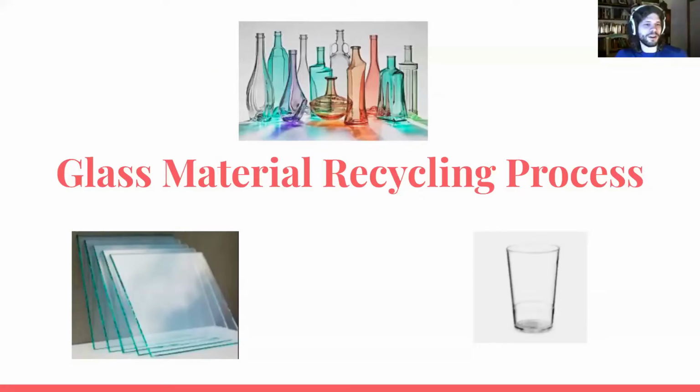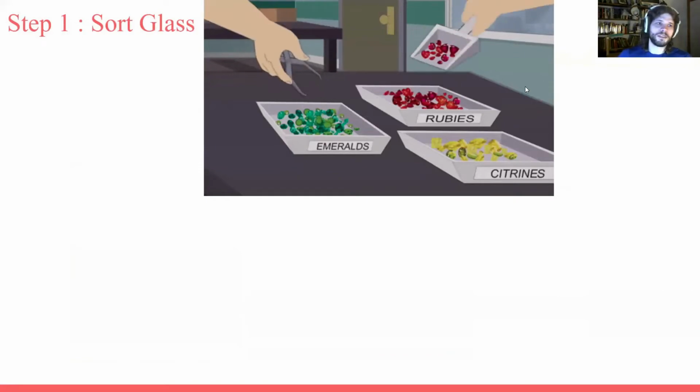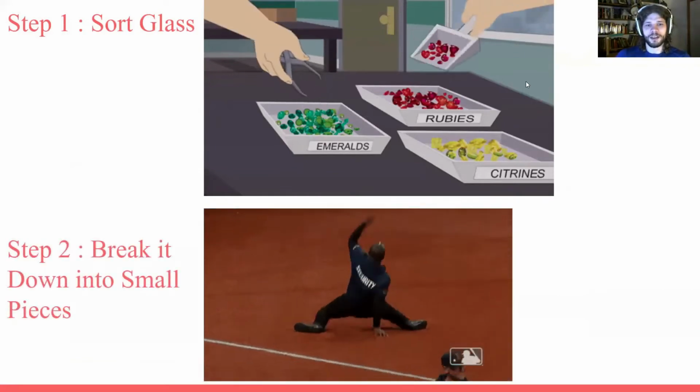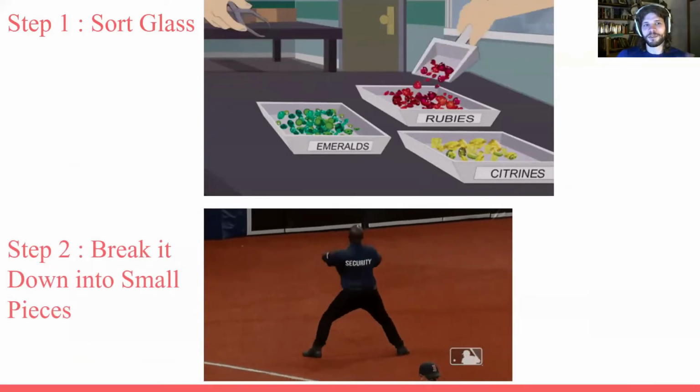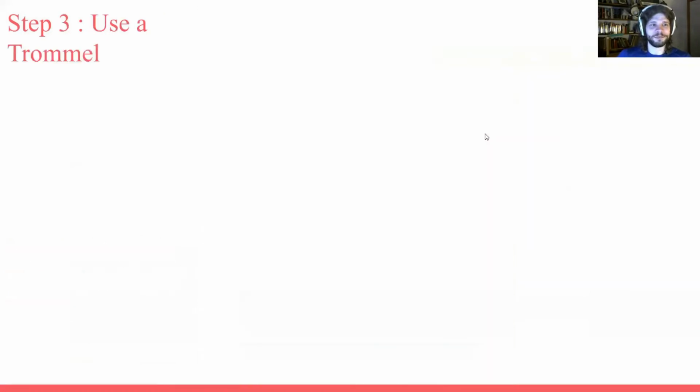Hi, I'm John, and I did glass recycling. It goes in a few different steps. So the first is you have to sort it by different colors because different colors have different impurities, and so they would react differently and at different rates. The next step is to break it down into smaller pieces. The point of this is that you get more surface area per piece, so the reactions go faster.